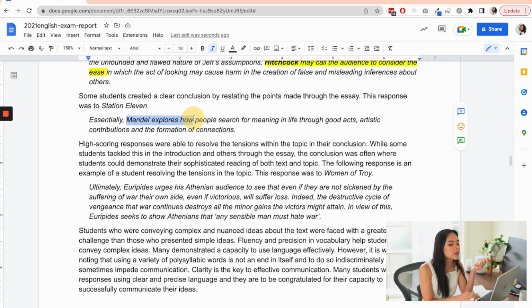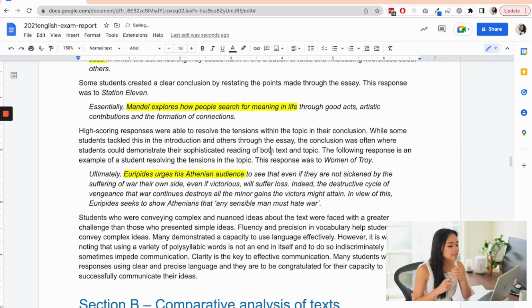Here's another one. Mandel explores how people search for meaning in life. It's just as simple as bringing in the author's name into the discussion and talking about how they're trying to get us to understand a particular view or perspective that is aligned to them.